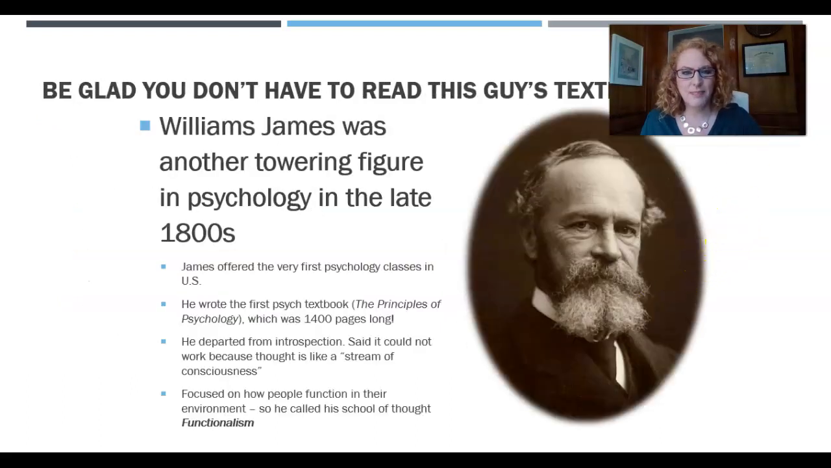All right, be glad you don't have to read this guy's textbook. This is William James. He was another towering figure in psychology in the late 1800s. He offered the first psych classes in the United States. He also wrote the first psych textbook. It was called The Principles of Psychology. It was 1,400 pages long. Your textbook is not nearly that extensive.